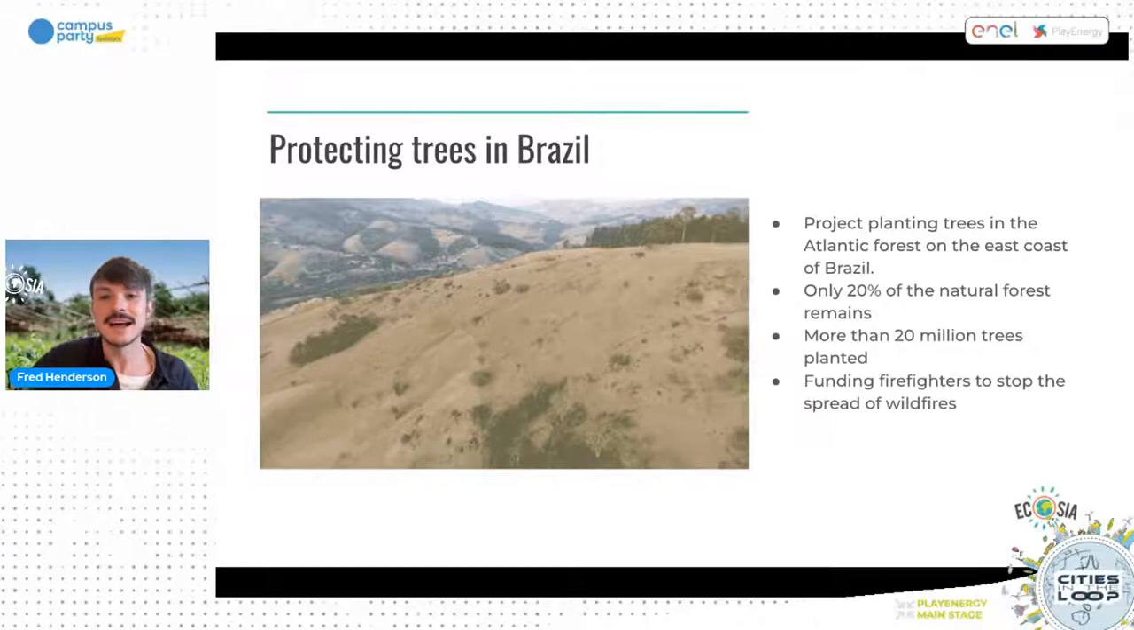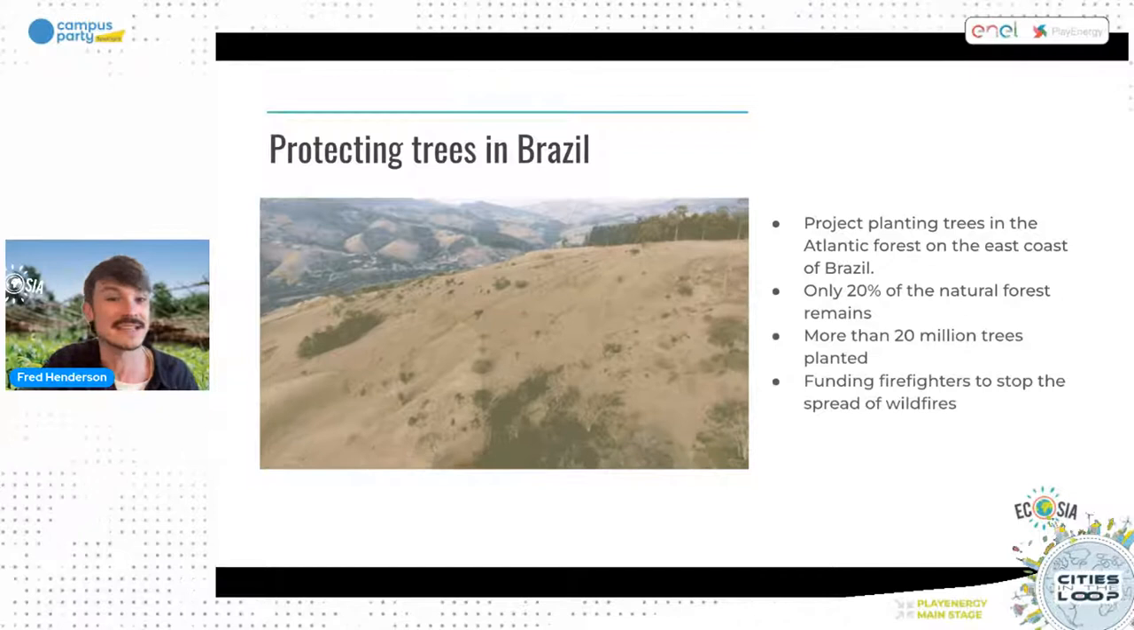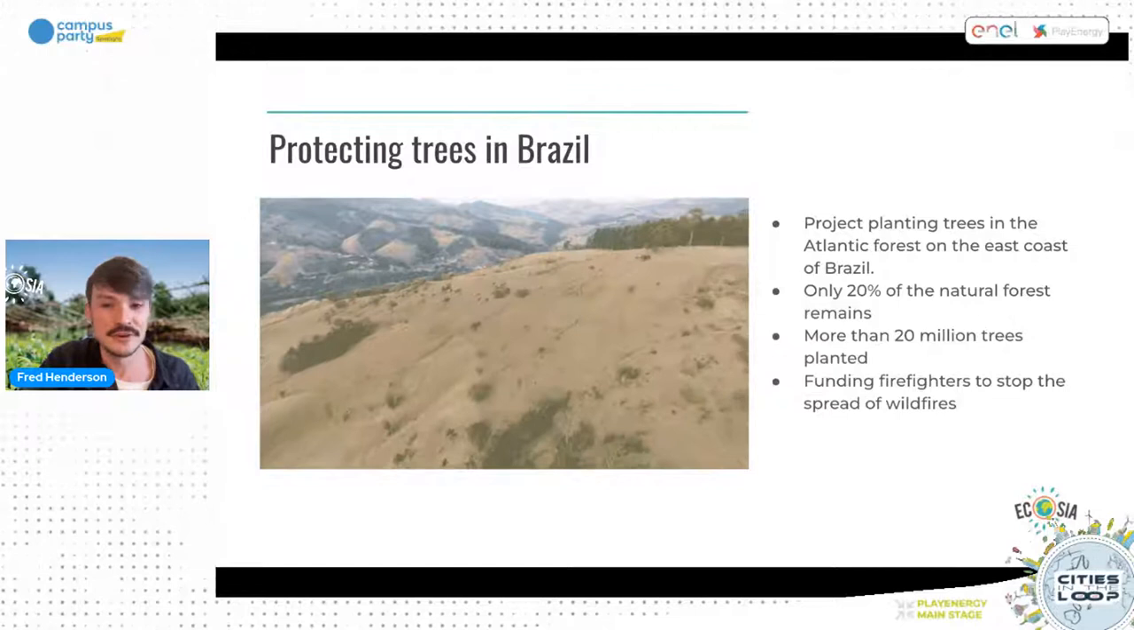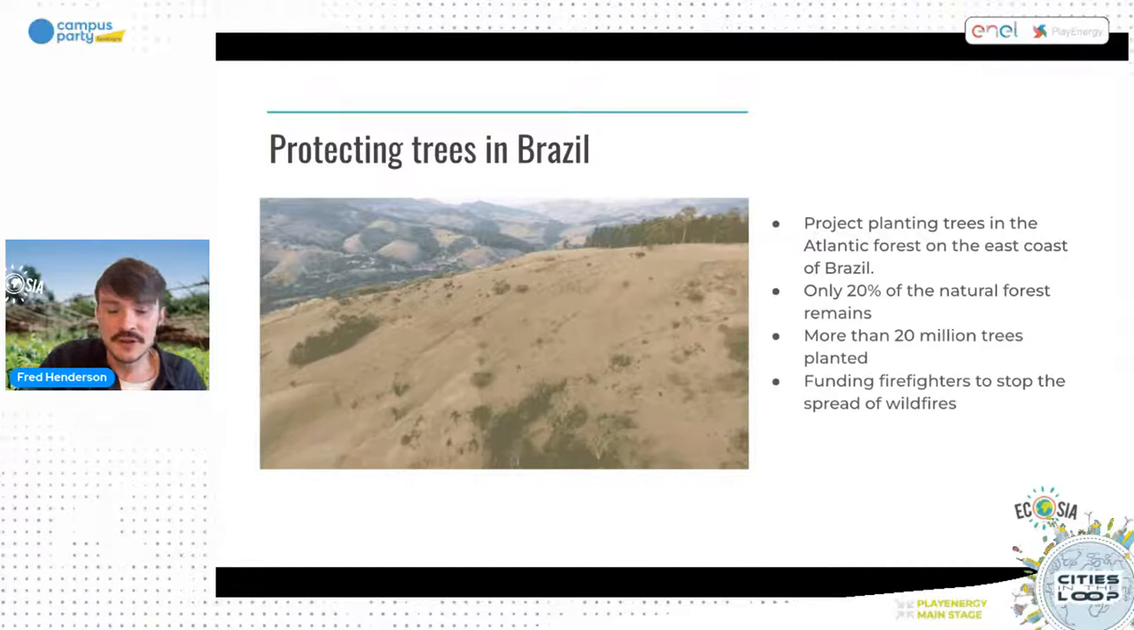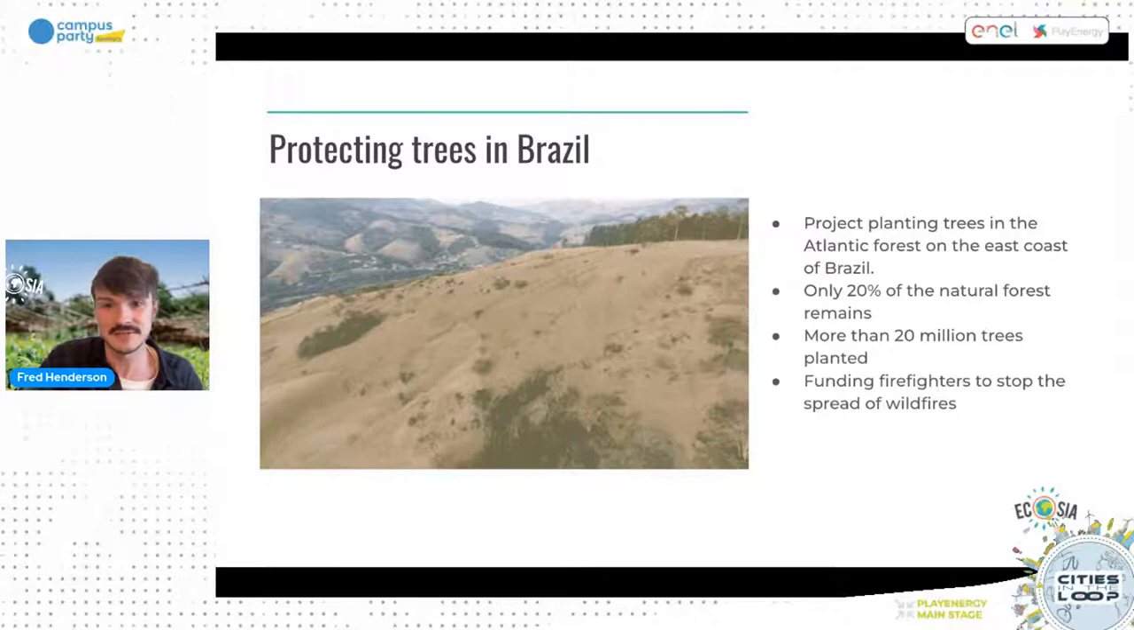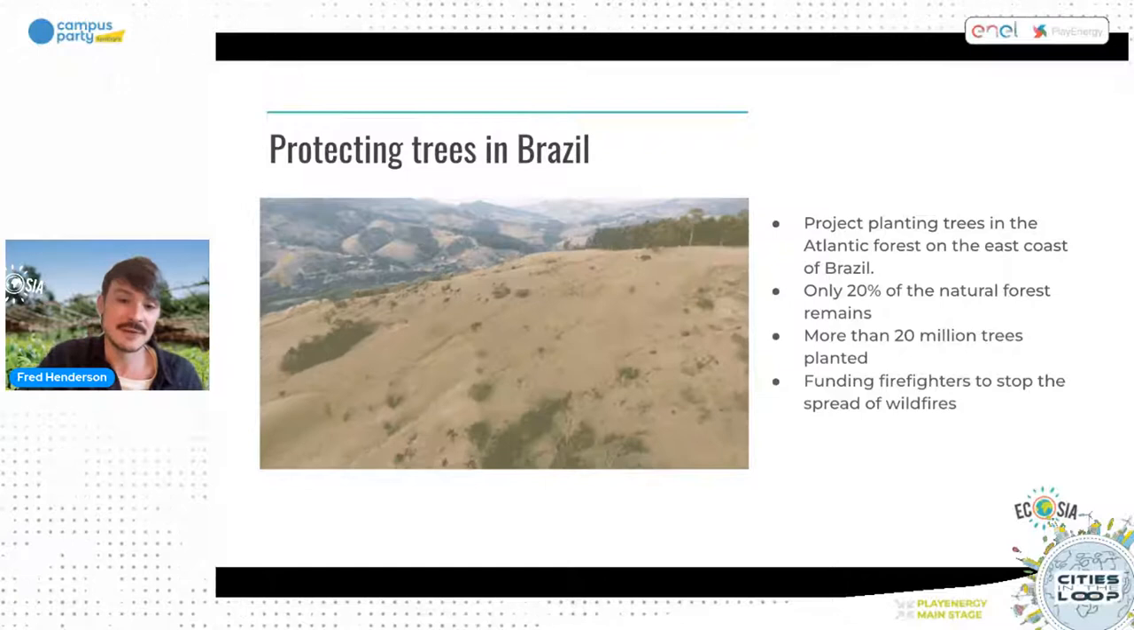And just hopping over to Brazil now, where we're planting trees in the Atlantic forest, which is on the east coast of Brazil. And this is a natural forest where sadly only 20% of it actually remains to this day. And a good way to put the destruction of the Atlantic forest into perspective is that this is what could potentially happen to the Amazon one day, where a huge proportion of it has been deforested.